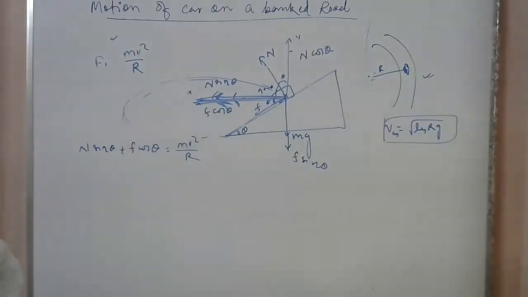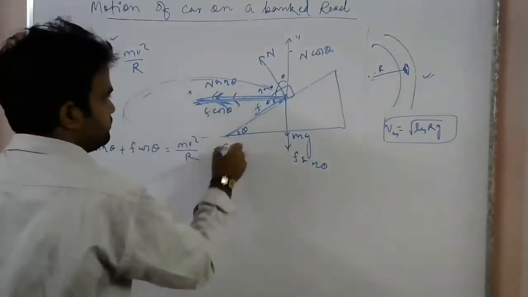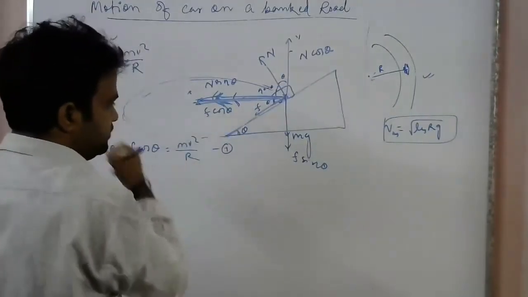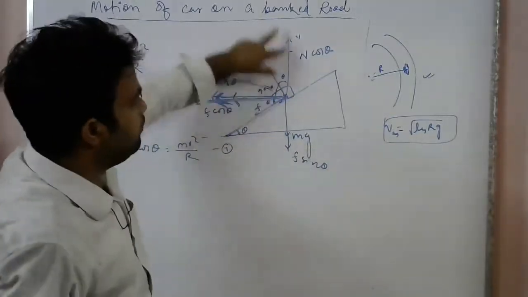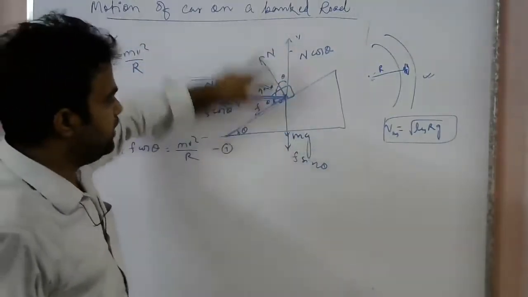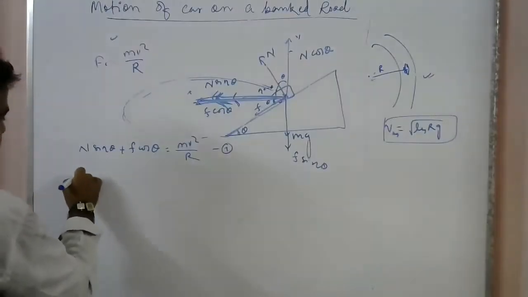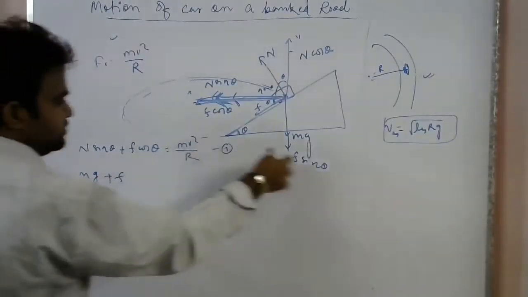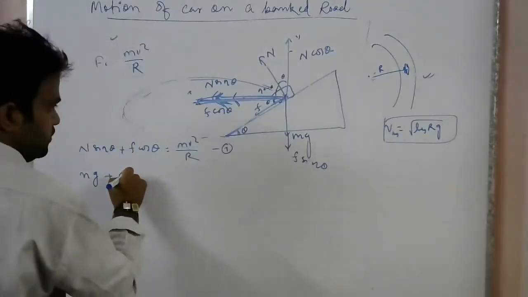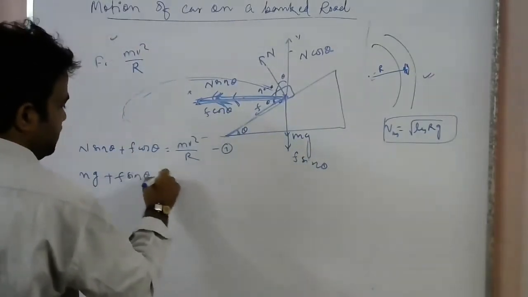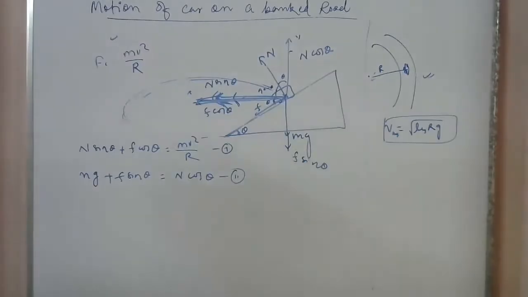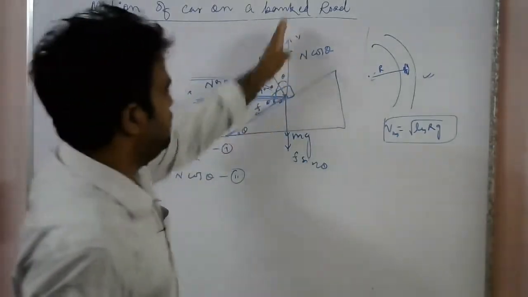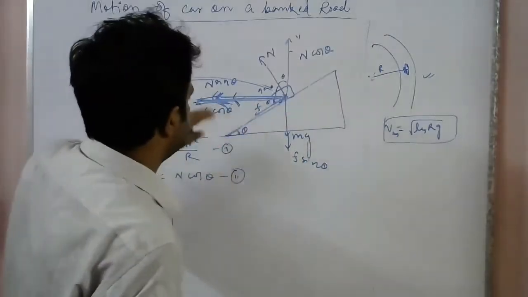Okay, so this is one equation. Now one more equation I can write, because there is no motion along the y direction, I can write that mg plus f sin theta, these two downward forces, are balanced by N cos theta. So these are the two equations in our hand, right? One is from comparing along y and another is along x.